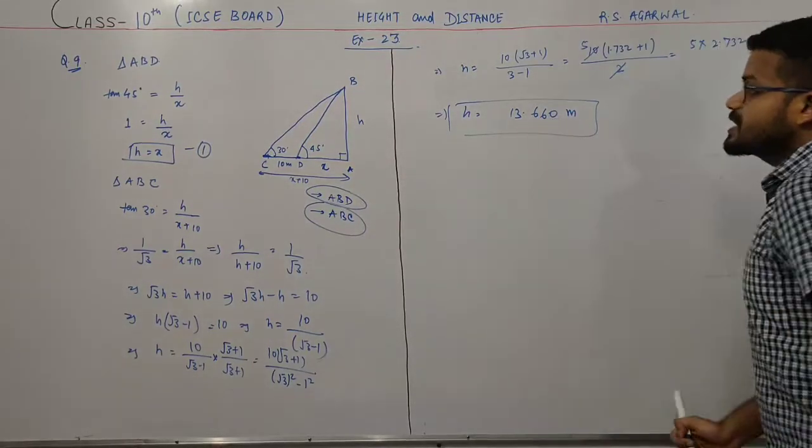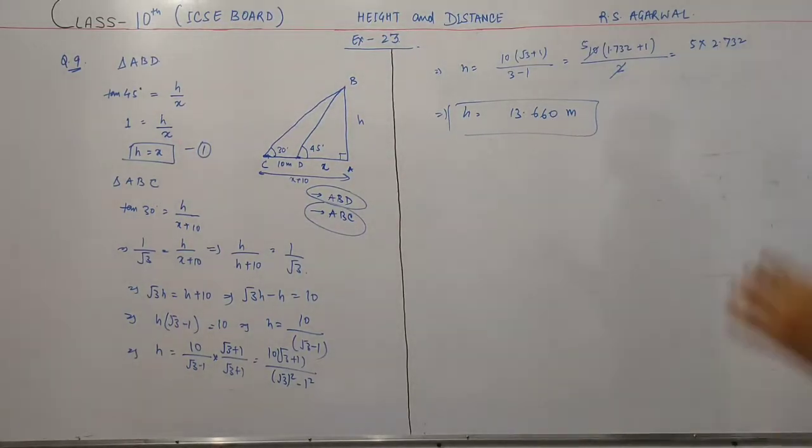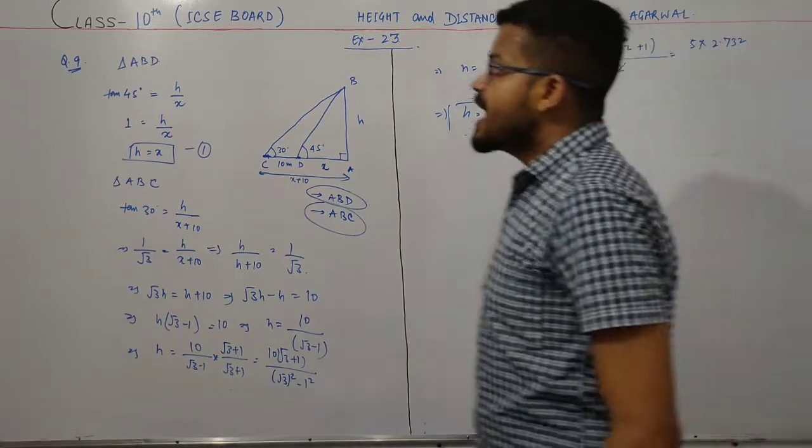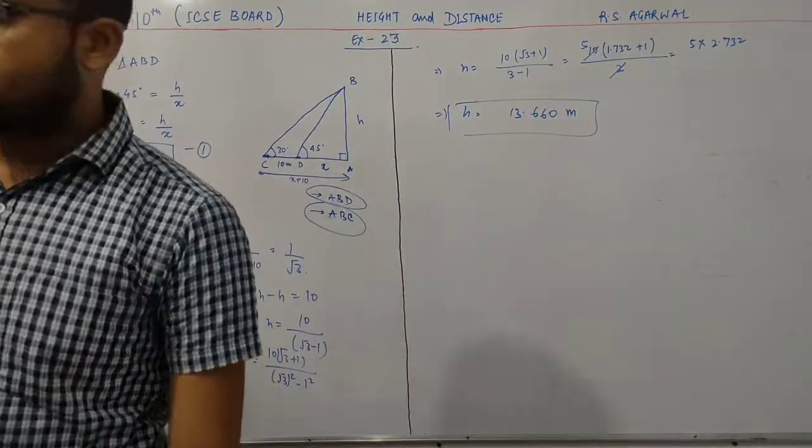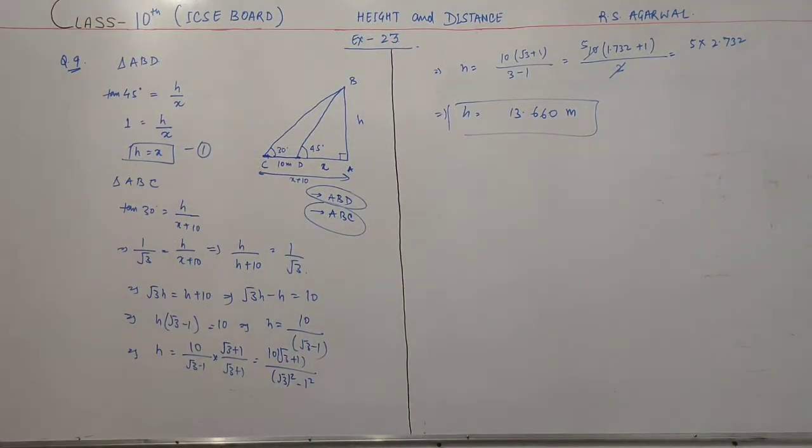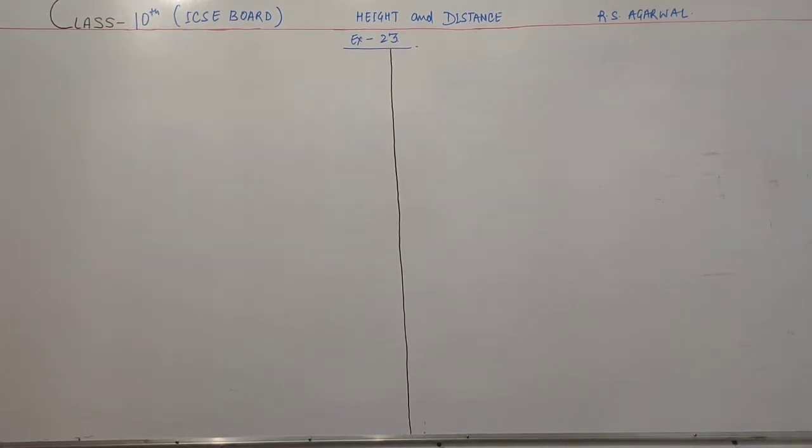AB is 13.660. Okay, so this is the solution of question number 9. Please note it down in your notebook. Now come to question number 10.